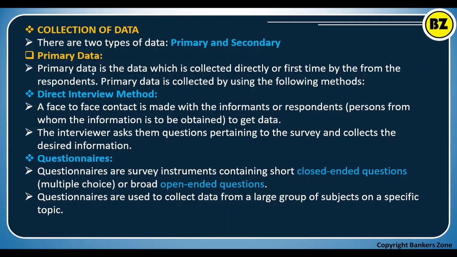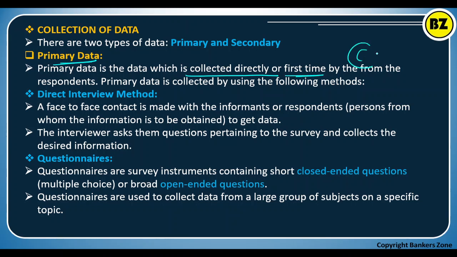Or see, first time from respondents. Respondents means basically who responds. For example, who gives the information, not the collection, but who gives the information or who gives the data. Okay, coming back to what is primary data? The data which is collected for the first time.